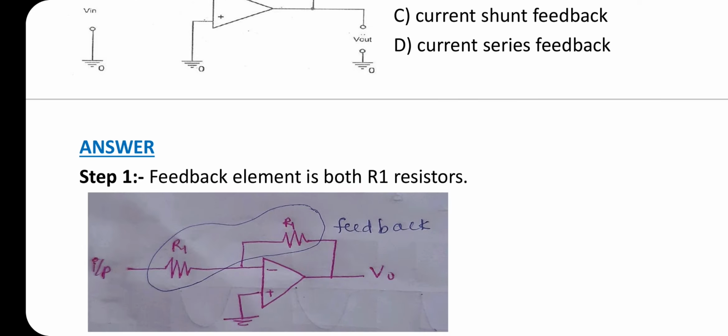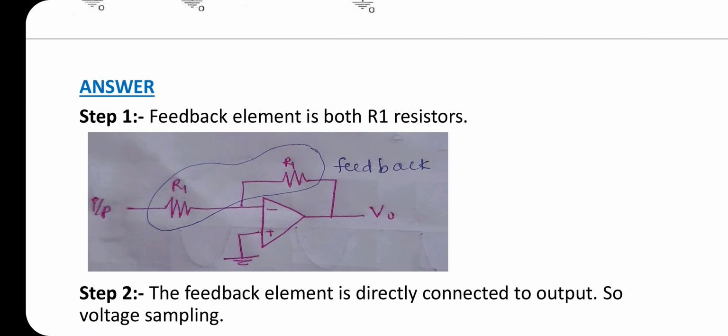Identification of feedback topology. Step 1: identify the feedback network or element. Step 2: if all the output side feedback is connected to the output of the circuit directly, name it voltage sampling, or else current sampling. Step 3: if all the input side feedback is connected to the input given to the circuit directly, name it shunt mixing, or else series mixing.